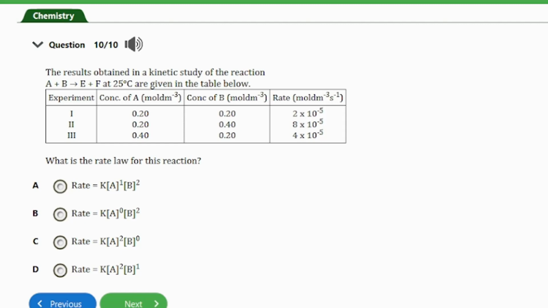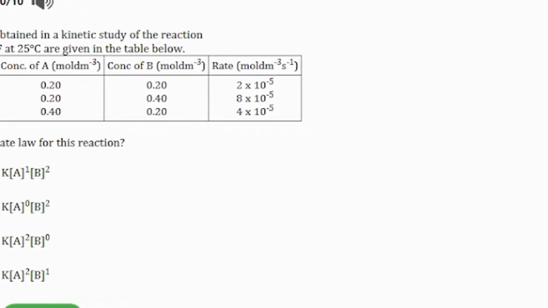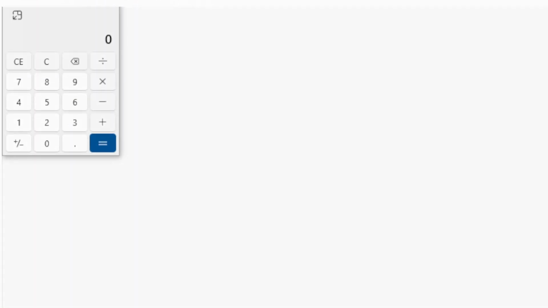All right, so we have a table here, and the question says the results obtained in a kinetic study of the reaction A plus B to yield E plus F at 25 degrees Celsius are given in the table below. So we've seen the table here, and it says, what is the rate law for this reaction? So guys, here we are going to simply zoom into our workspace and try to solve this together.